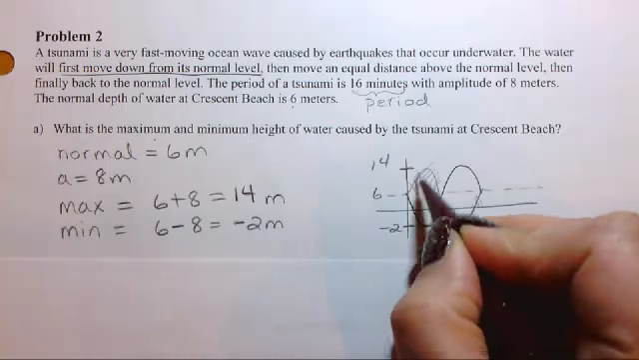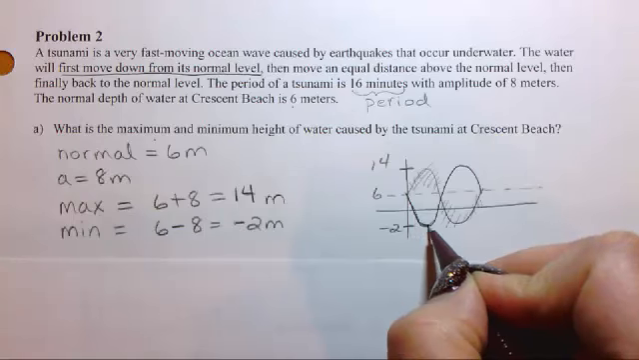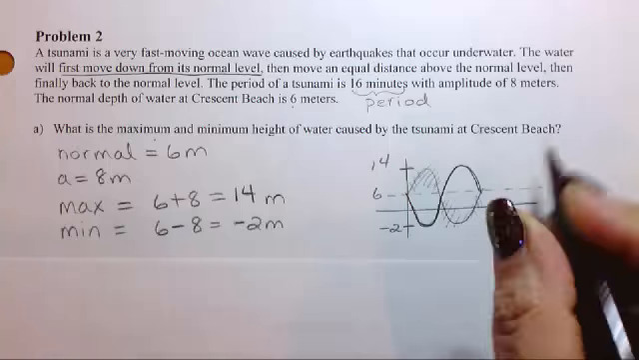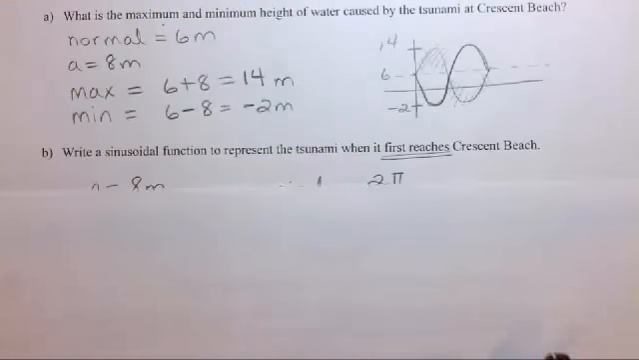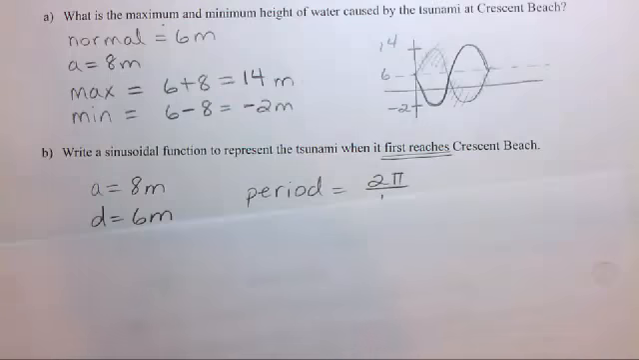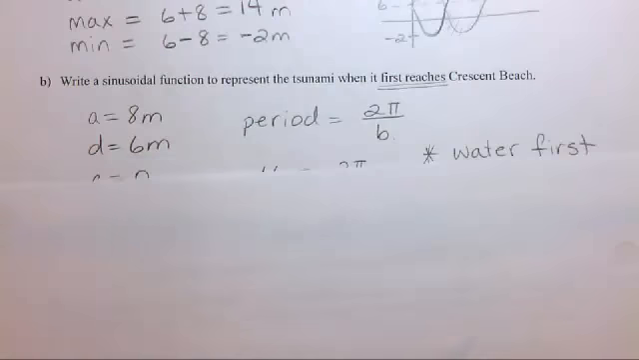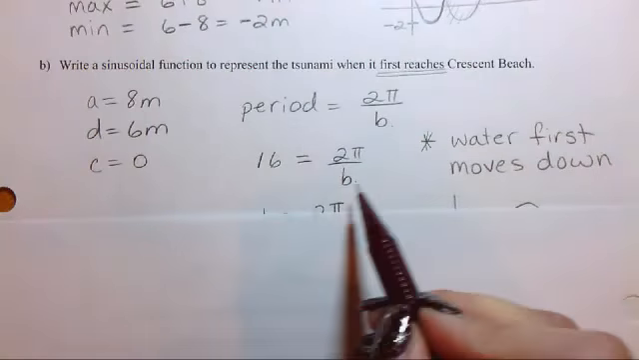I drew this just to give me an idea, but since the water moves away first and then goes back up, it's actually a negative sine function. Now, write a sinusoidal function to represent the tsunami when it first reaches Crescent Beach. I've got my A value and my D value. I've got my period, but I need to figure out my B value.